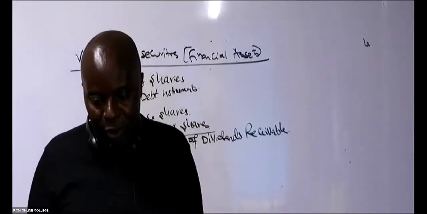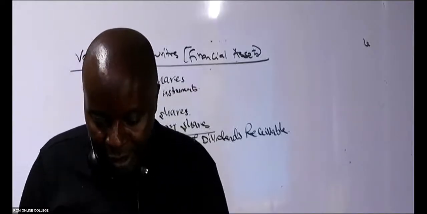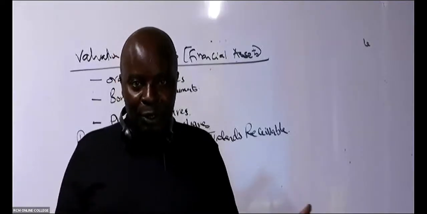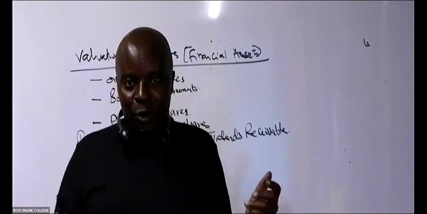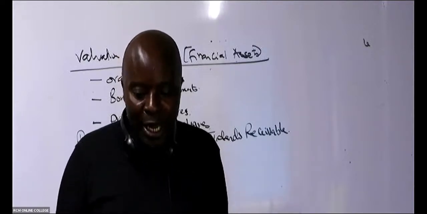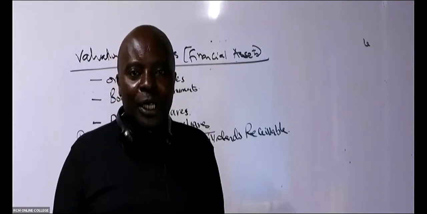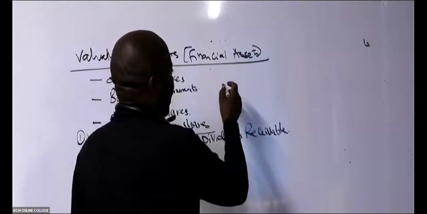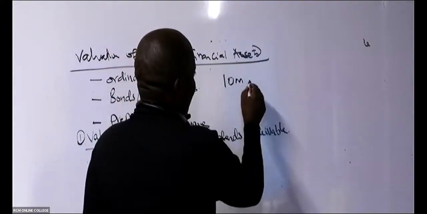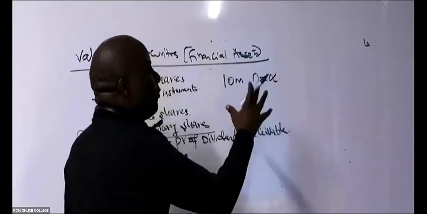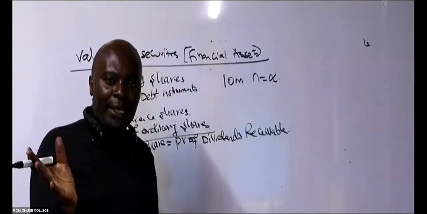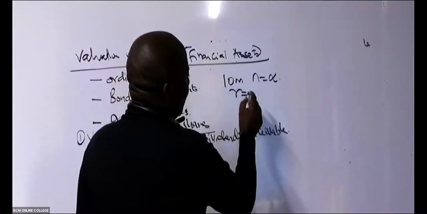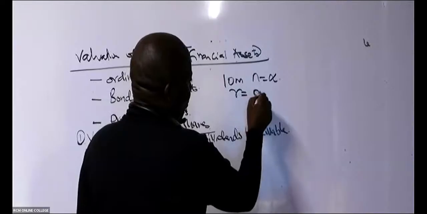Now, let me ask you a question. Assuming in this case we have Queen, who happens to get a very good person. So Queen gets somebody who tells her, hey Queen, you'll be getting 10 million Kenya shillings every year to infinity, indefinitely. And then R, the cost of capital, they give you a cost of capital of say 0.2.